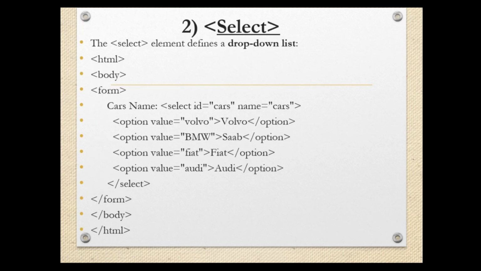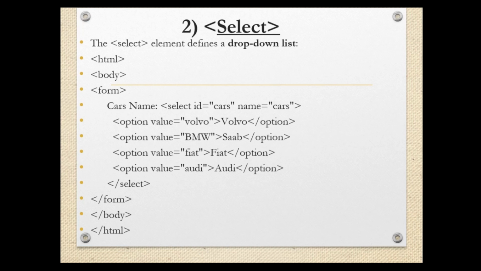Next one we have select. The select element defines a drop down list. Select is basically going to give you a drop down list with options. Now it depends upon you how many options you want. You can take as many options as you want, but it will give you a drop down list from where you can select any option.